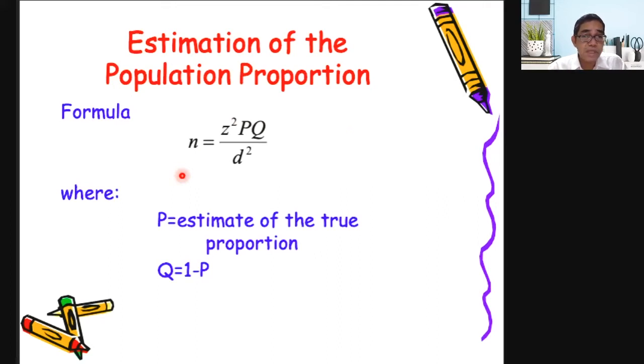But just to explain what the formula means, the P is the population estimate of the true proportion. And then the Q is just 1 minus P. So if the proportion is, for example, 70%, normally we report it in decimals as 0.7, and Q will just be 1 minus 0.7, or 0.3. So Q is equal to 0.3, such that P plus Q should equal 1. And so let's give an example.